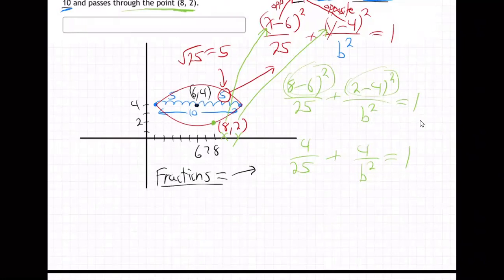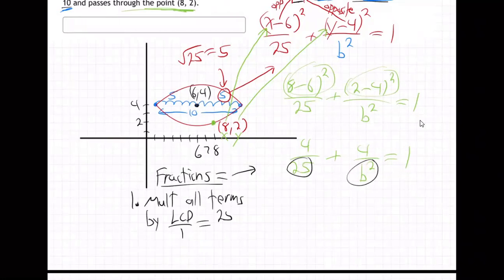What do we do? Step one, you multiply all the terms by the LCD over 1. What's the LCD? It's the two denominators together, so that's going to be 25b squared over 1. You've got to use all the denominators. This is the mistake I made the other day. I forgot about the other part. You've got to use all the denominators, not just one of them. The LCD, least common denominator, is all the numbers.